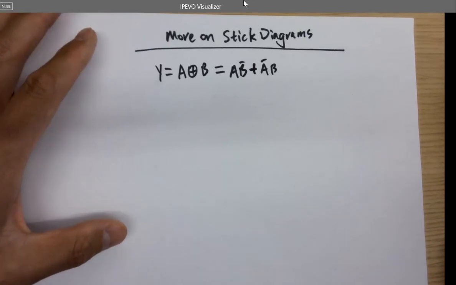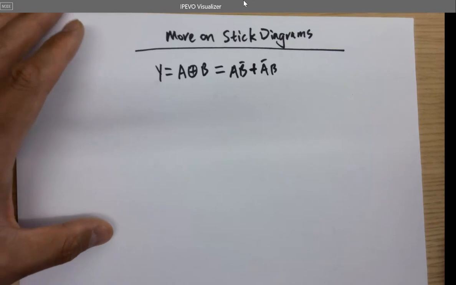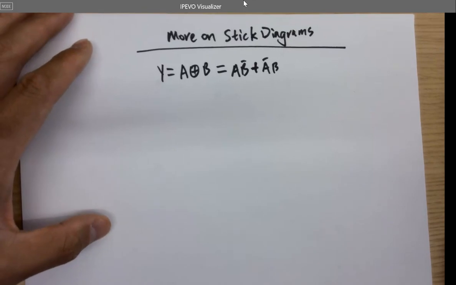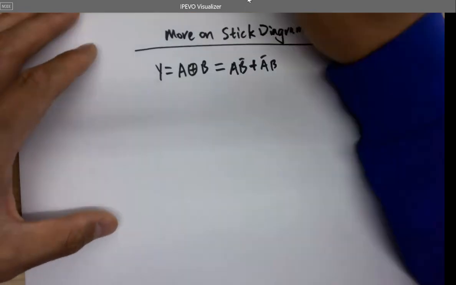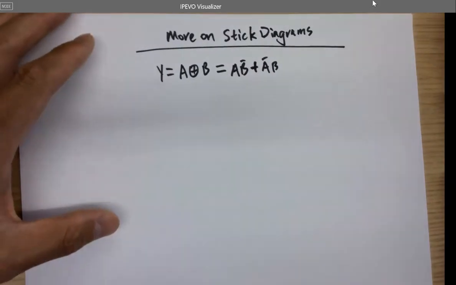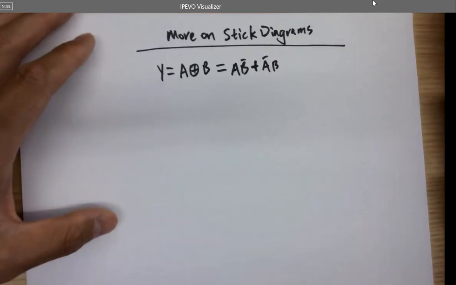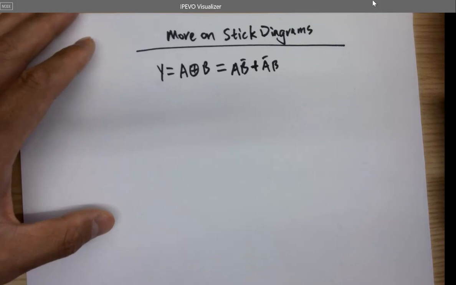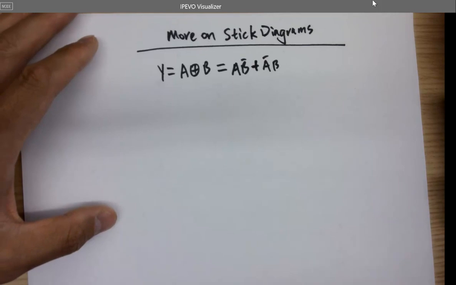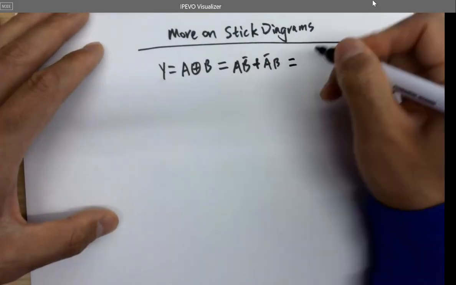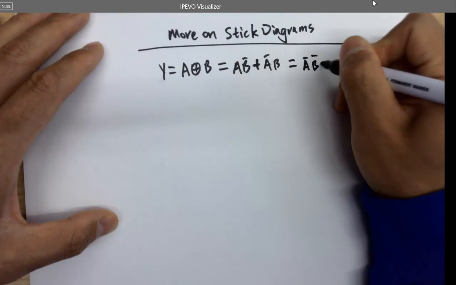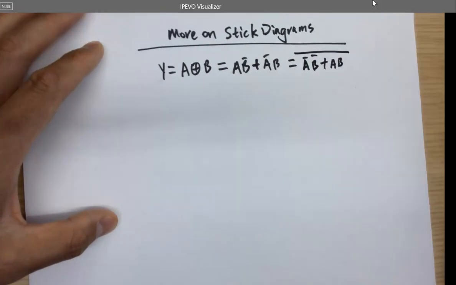Layout. What's the first step you should do with it? Remember, all the stick diagrams come from the logic with a bar on the top. So does this one have a bar? No. So you want to add a bar on the top. Remember, the XOR logic is the inverse of the XNOR logic. So this equals A not B not, or AB, and not.